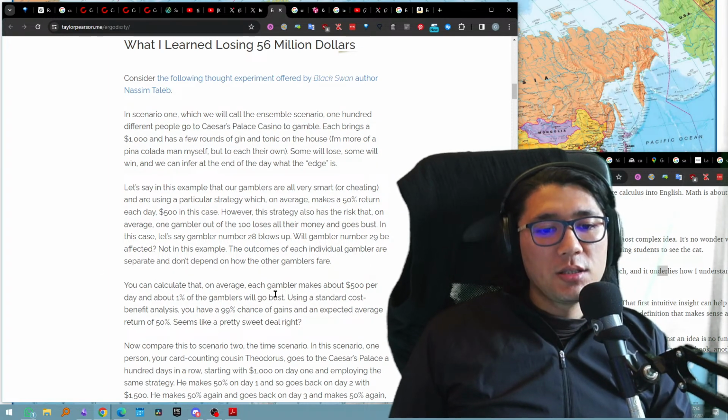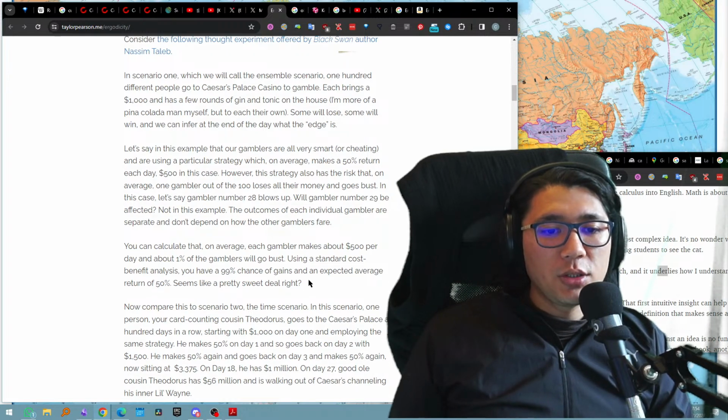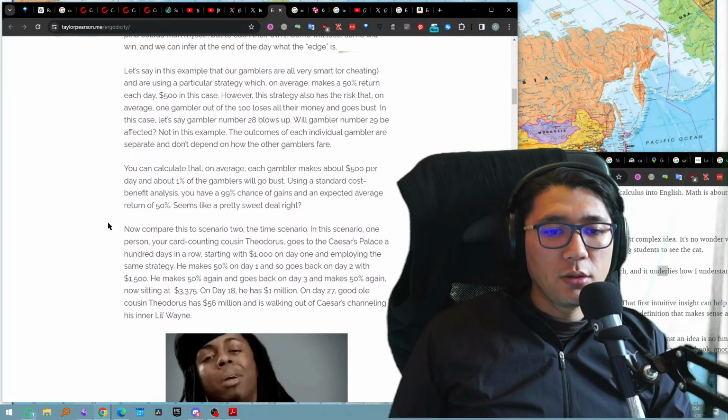You can calculate that on average, each gambler makes about 500. Using a standard cost-benefit analysis, you have a 99% chance of gains and an expected average return of 50%. Seems like a pretty sweet deal, right? Now compare this to scenario 2.